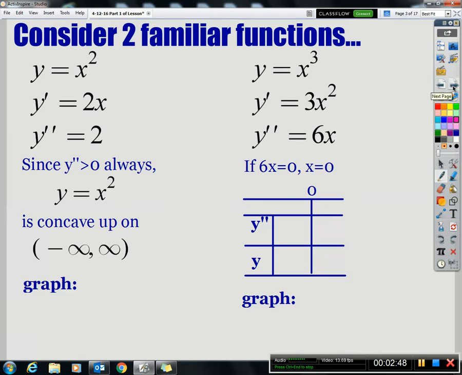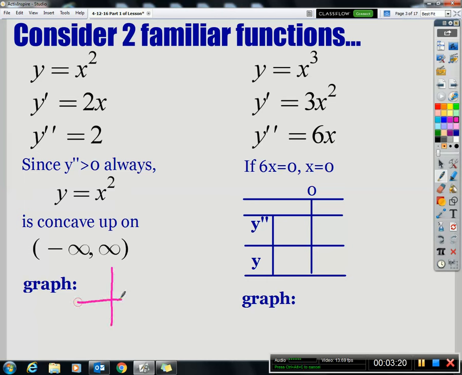So what I'd like to do is just consider two functions that are already familiar to you. Now, we know that y equals x squared is a parabola centered at the origin. Its vertex is at the origin and it opens up. And you know what the shape is. But consider if you take the first derivative, you get 2x. Second derivative, you get 2. 2 is a positive number. So y double prime is always positive. That means y equals x squared, the original function, is always concave up.